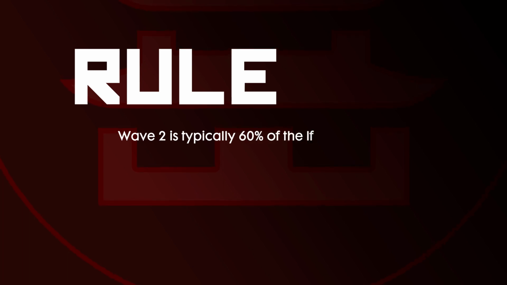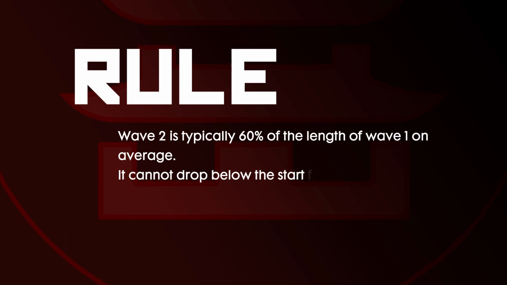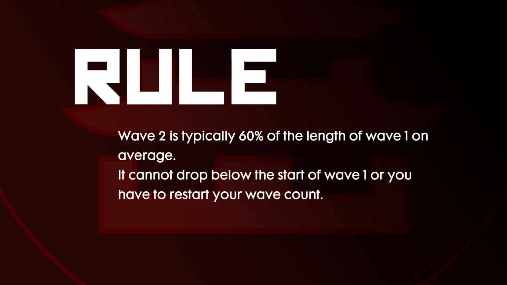A rule for wave 2 is that it is typically 60% of the length of wave 1 on average. It cannot drop below the start of wave 1, or you have to restart your wave count.